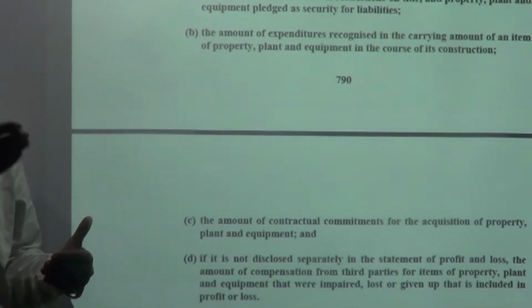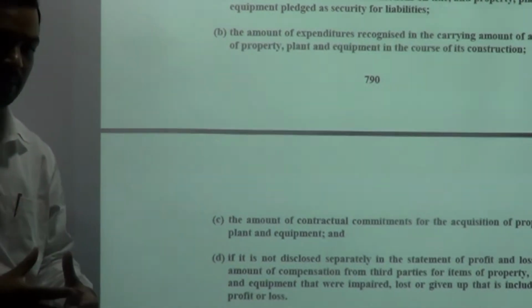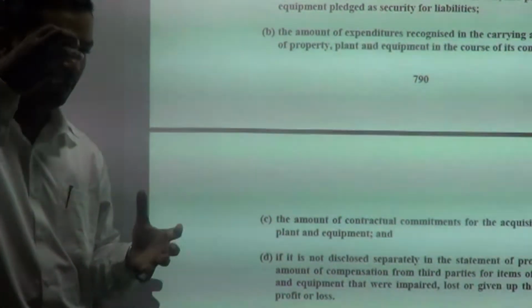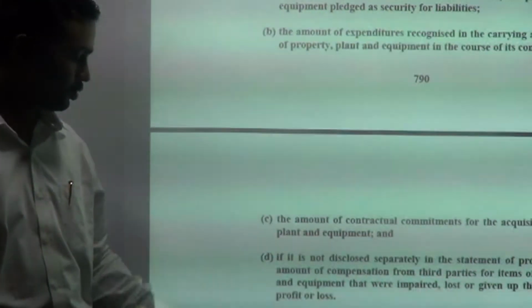Sometimes a third party may agree to reimburse you the loss because of impairment. You have lost an asset, you have given up an asset, a third party may agree to reimburse some amount to you. So the amount which is receivable, if it is not shown in the P&L account, should be disclosed as part of notes to accounts.